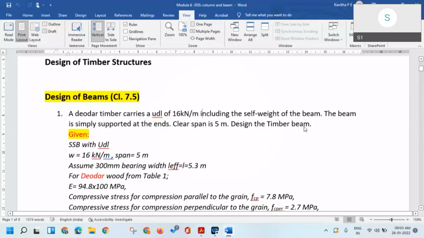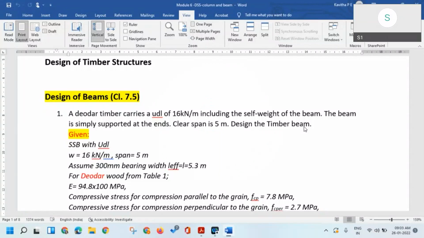Today we will discuss how to design timber beams. The design procedure is done based on IS 883-1994, as per clause 7.5, with the help of a set of problems.